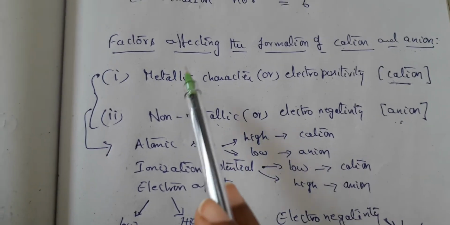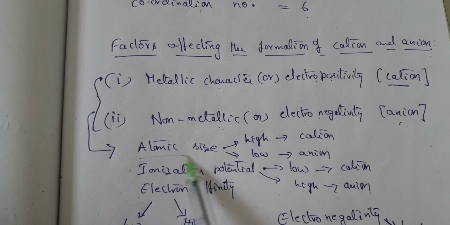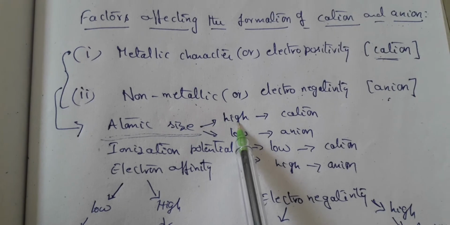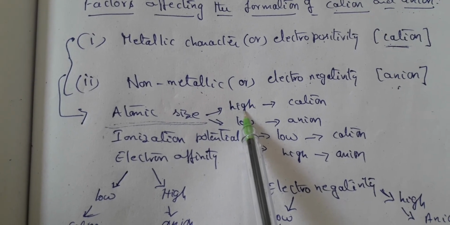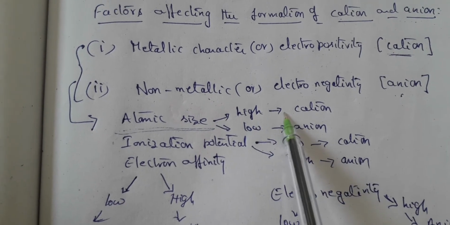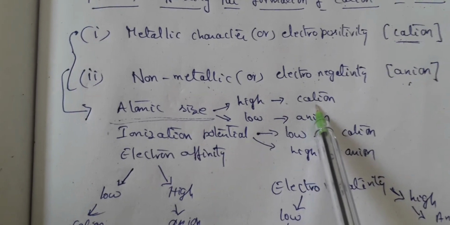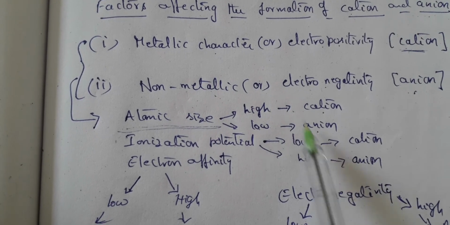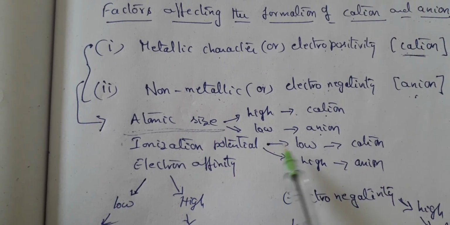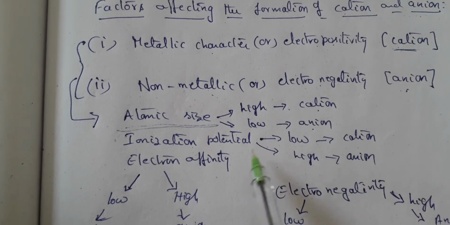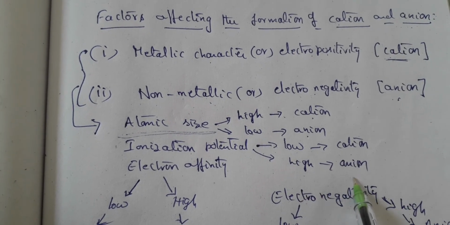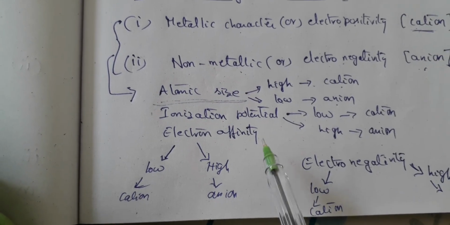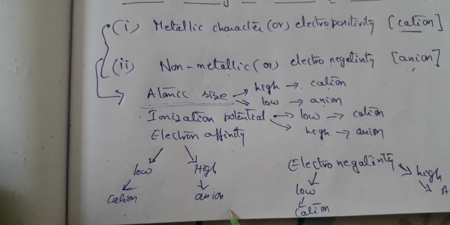Now all these characteristics are also decided by atomic size. If the size is very large, the nuclear force of attraction is less on the outermost electron. Hence it is ready to give out an electron, and when it is ready to give, it becomes a cation. When the size is very small, it is ready to accept an electron and form an anion. Now, if the ionization potential is low, it forms a cation. If the ionization potential is high, it forms an anion. If the electron affinity is low, it forms a cation. If the electron affinity is high, the element will form an anion.